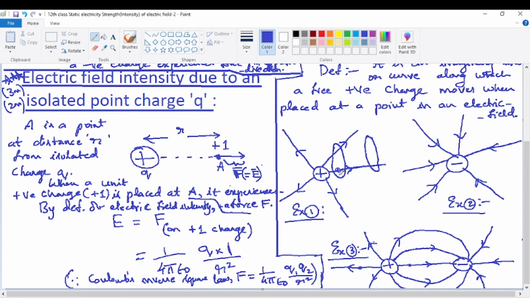Lines of force, more lines of force are passing through a given area. That simply means that lines of force are closer. This is because more lines of force are passing here in this area, because the lines of force are actually closer, but they are diverging away from the positive charge.